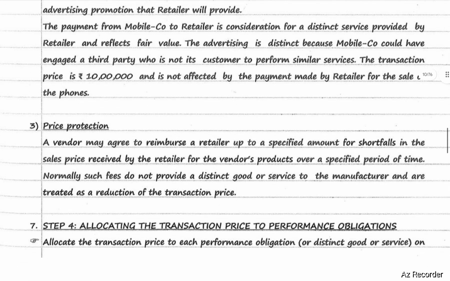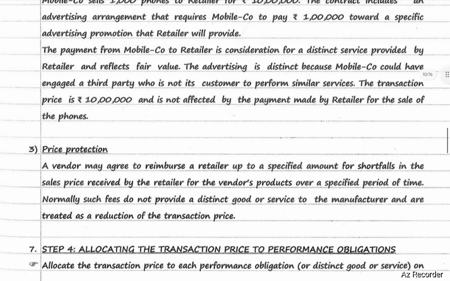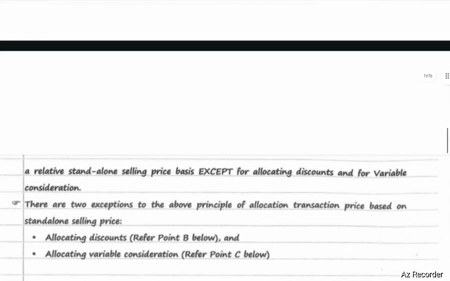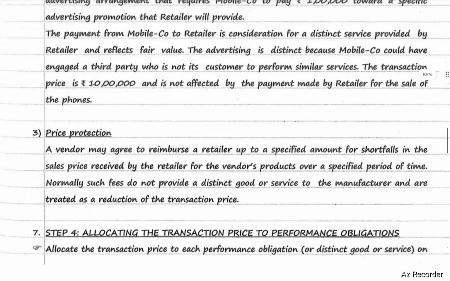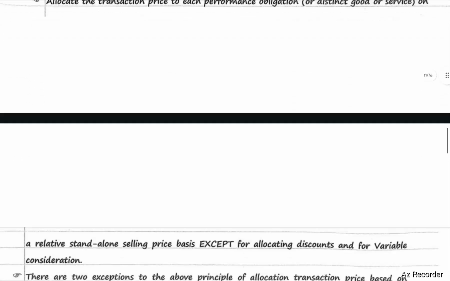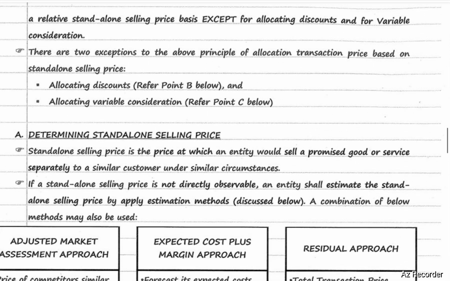Next, step number 4. Allocating the transaction price to performance obligations. Allocate the transaction price to each performance obligation or distinct goods or services on a relative standalone selling price basis, except for allocating discounts and for variable consideration. So transaction price should be allocated to performance obligations on the basis of standalone selling price. There are two exceptions to the above principle of allocating the transaction price based on standalone selling price. The exceptions are, first one, allocating discounts and, second, allocating variable consideration.